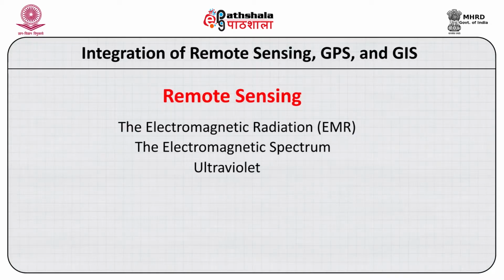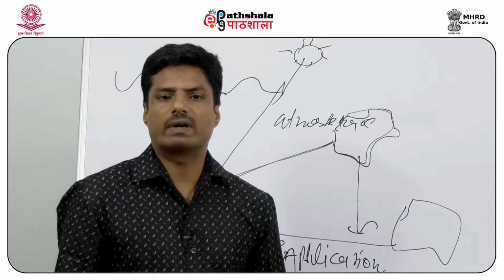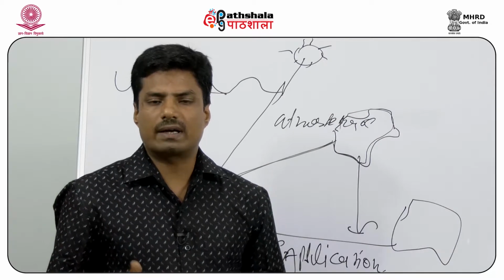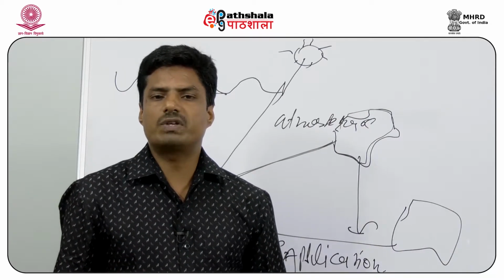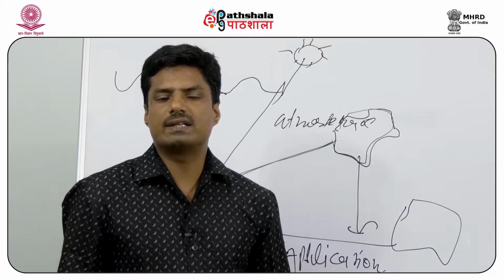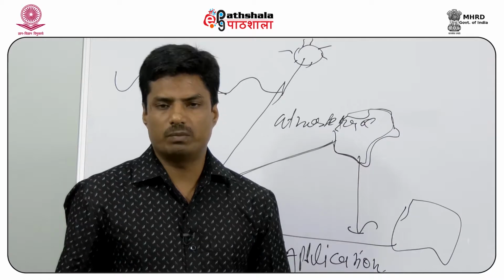The second important region is visible light. This is the light which we can observe through our eyes. This is the region in which we can observe different colors. The wavelength of this region ranges from 0.4 to 0.7 micrometer.